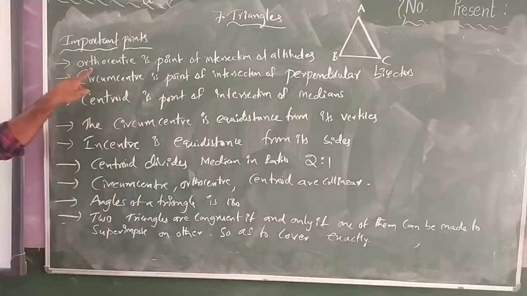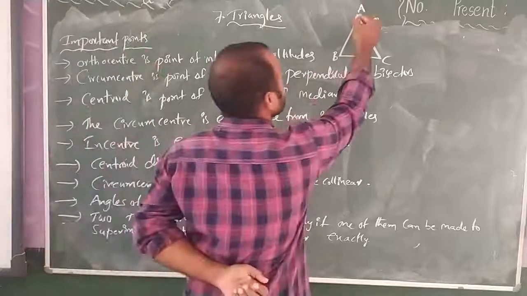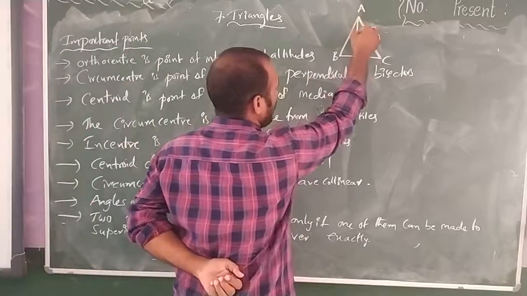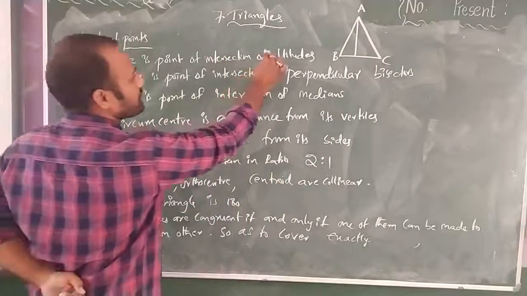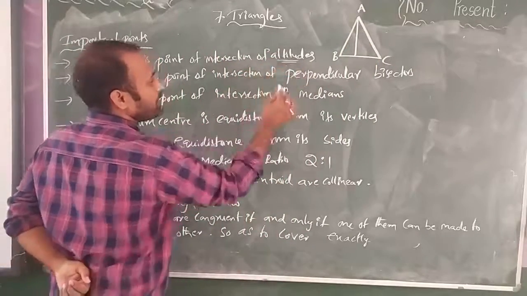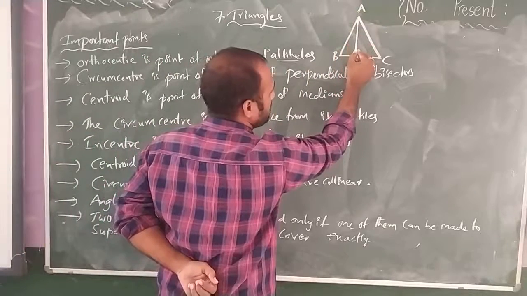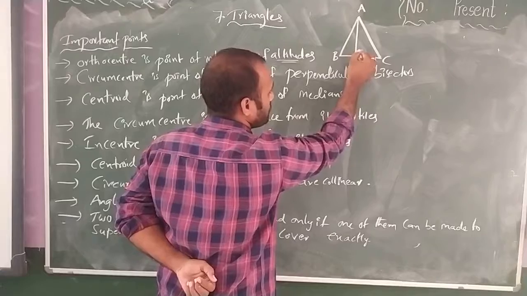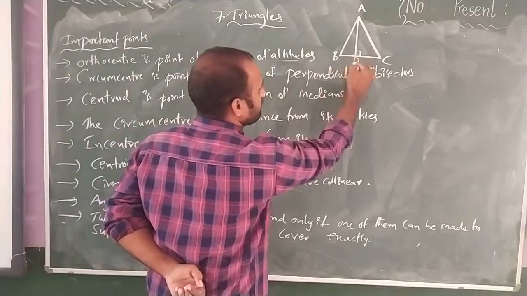The first point is: the orthocenter is the point of intersection of altitudes. It means that in a triangle, if you are drawing an altitude, what is the definition of the altitude first? Altitude is nothing but the perpendicular drawn from the vertex to the opposite side. We are going to call it the altitude. So this is one altitude. I am mentioning it as AD.